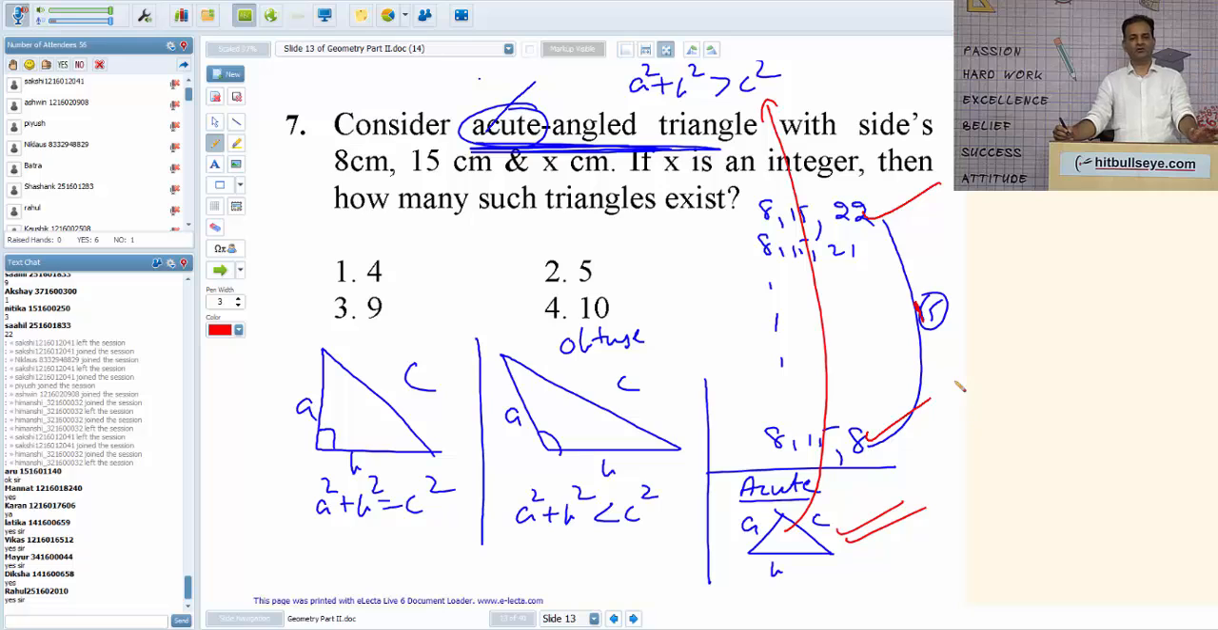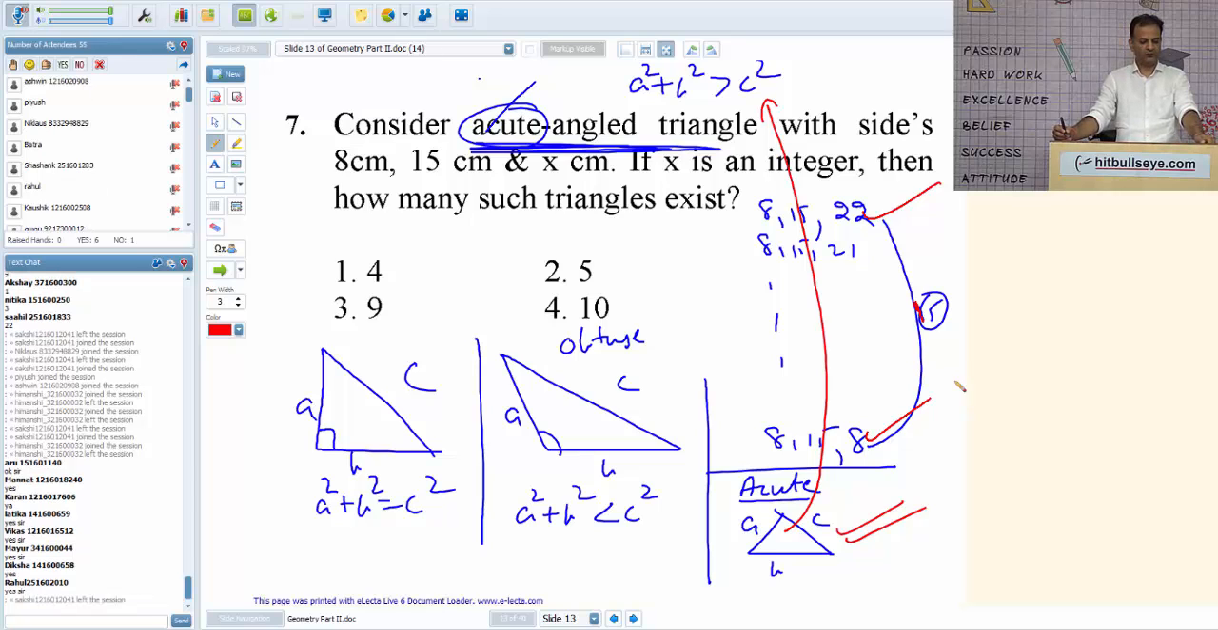8, 9, 10, 11, 12, 13, 14. Very important question. You can find 2-3 types of questions on this property: perimeter, how many triangles are possible, acute angle, right angle, obtuse angle. So, a very good question from the CAT bulletin.